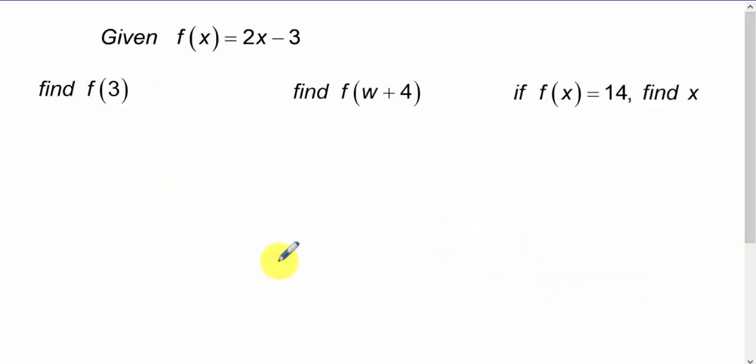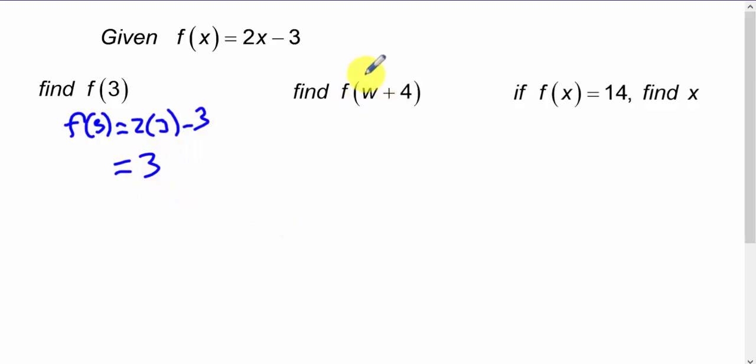Next. So here's a whole bunch of function evaluations. Here's my function f of x, and I'm going to evaluate these 3 problems given their specific values. So this says basically just like the last problem, shove that 3 right in there. So f of 3 is equal to 2 times 3 minus 3, or 3.